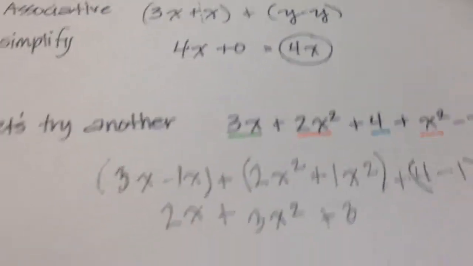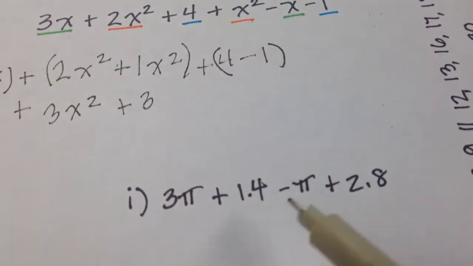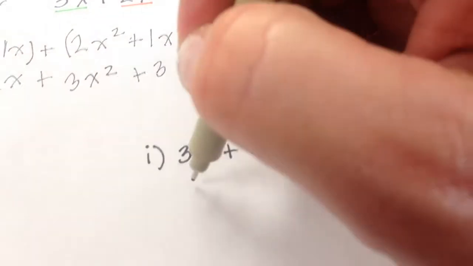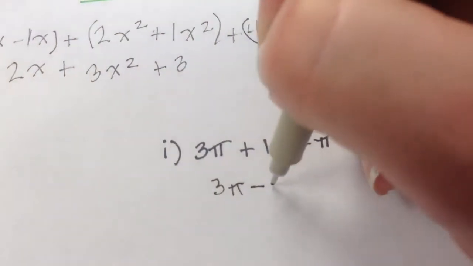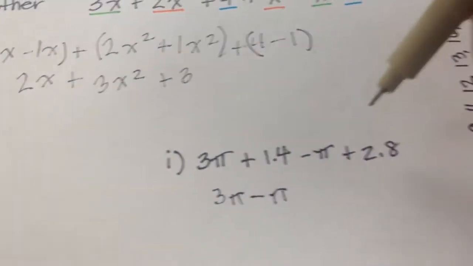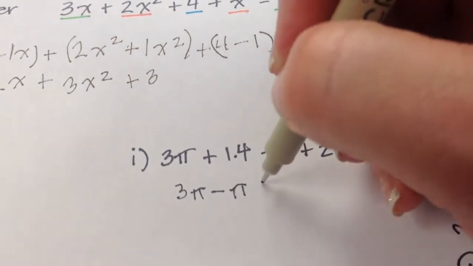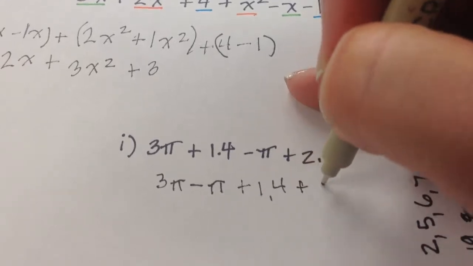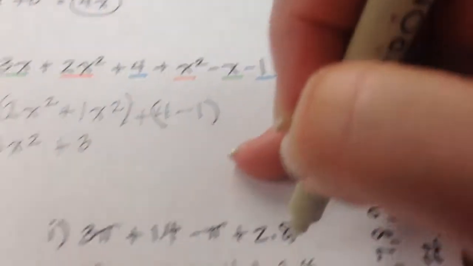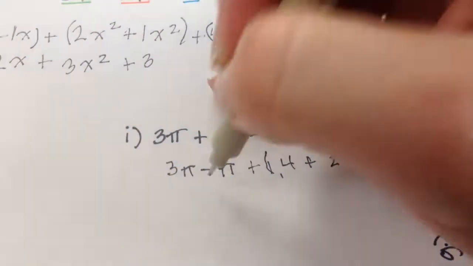This one, where'd I go? Here we go. They're using pi as a variable, which they can do, right? Because it is a variable. So I have 3 pi. I'm going to gather my like terms. 3 pi minus pi, which is really just 1 pi, plus, and now I don't have any other variables, but I have my constant terms here. So plus 1.4 plus 2.8. Oh, my paper's slipping. Okay, put parentheses around so my mind doesn't explode.